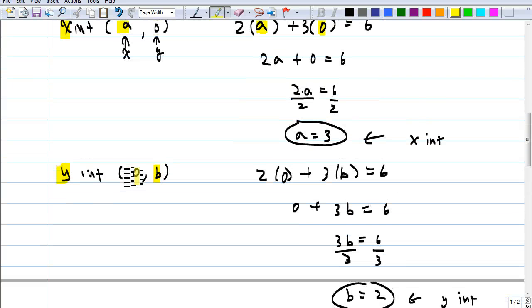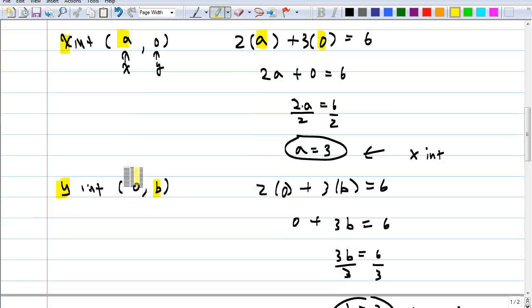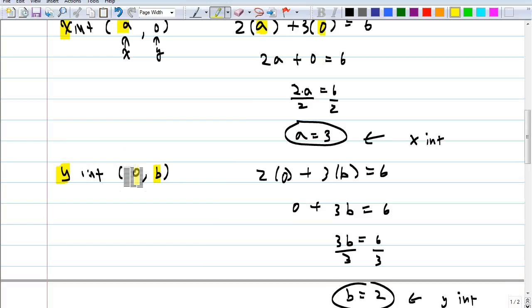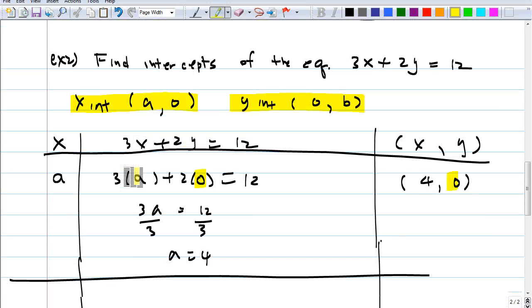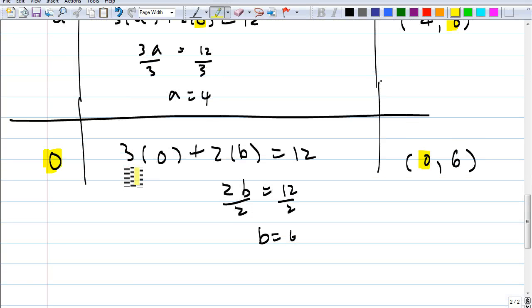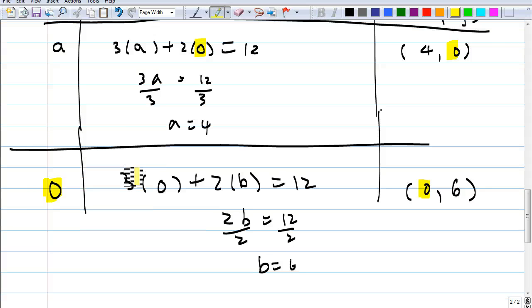I'm just showing you two ways of organizing these things. What I'm trying to say is that with the first method or the second method, it doesn't matter which way you do it. It's just a different way of organizing it. You could do it either way. You get the same answer.